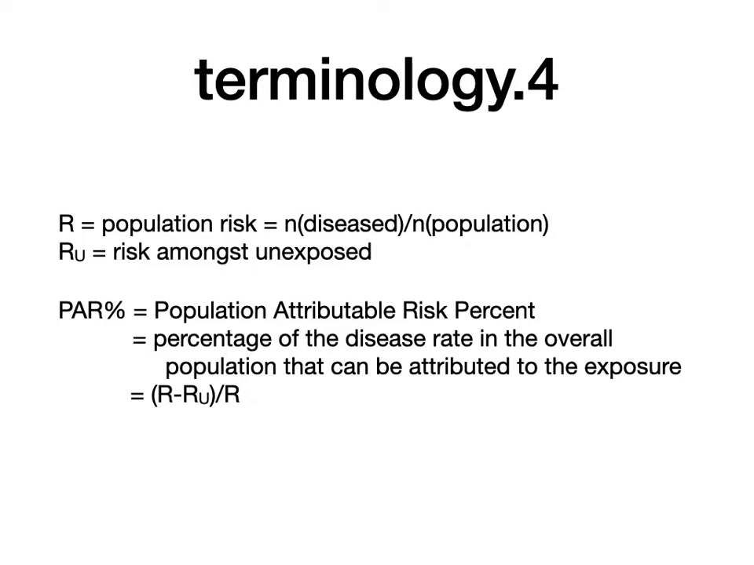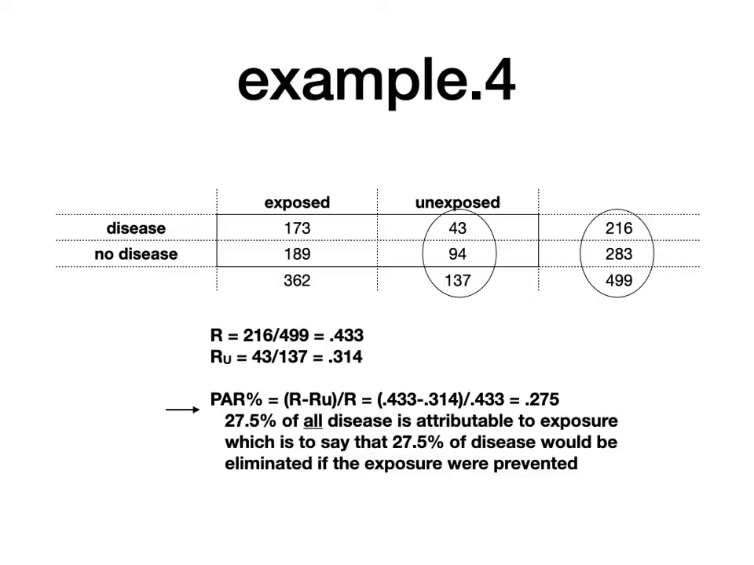So if people stopped drinking tainted water, how many fewer cases of some disease would occur? And that's how this example goes. Now we're taking the second column and the final. We calculated before the risk of 0.433. We calculated before the risk amongst the unexposed of 0.314. And now we take, as you see here, the difference between the two and divide it by the risk amongst the unexposed, and we get 0.275.